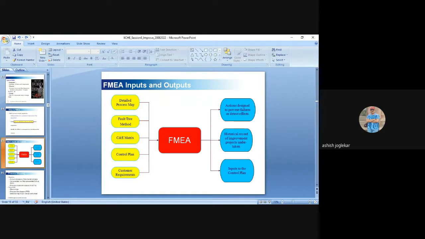So what are the FMEA outputs? The action plan. What is the action plan on your causes? It also gives a historical record. Because when you have FMEA done, it is a record, a document. Next time also I can refer to it: last time we did an FMEA, so what was in it? What were the causes? What was acted upon? Now we are still getting some problems. So have we missed some causes? Again, you can refer to the FMEA done last time, so you can take it forward.